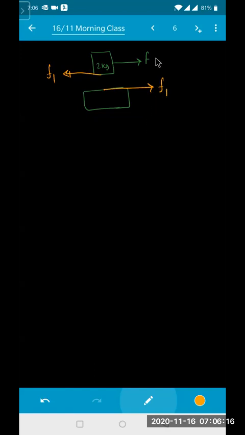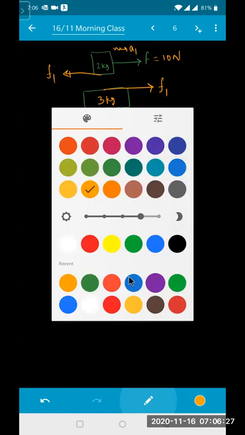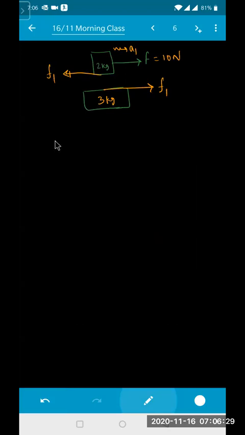This force is how much? 10 Newton, and this one is how much? 3 kg. And this body will be moving in the forward direction with acceleration a1. Tell me now, what will the acceleration be? a1 is equal to 10 minus the friction F1, divided by the mass of that one, 2. What will F1 be? Its weight is 2g in the downward direction. The normal is N in this direction.